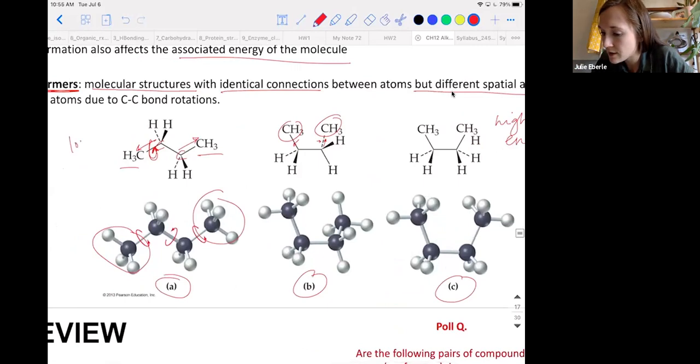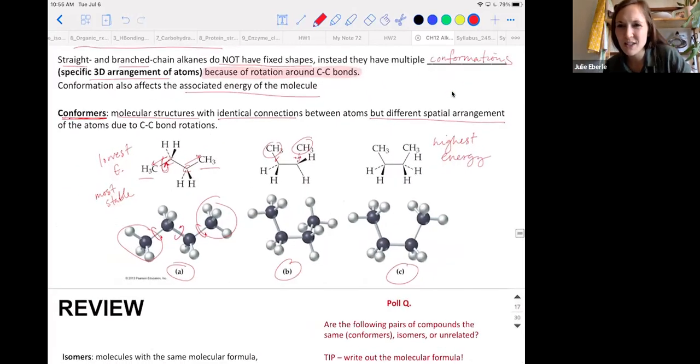This one would have the lowest energy. It would be the most stable. And the other one would be the least stable, okay? Because it's just the most crowded. So this would be the most crowded. Does that make sense?